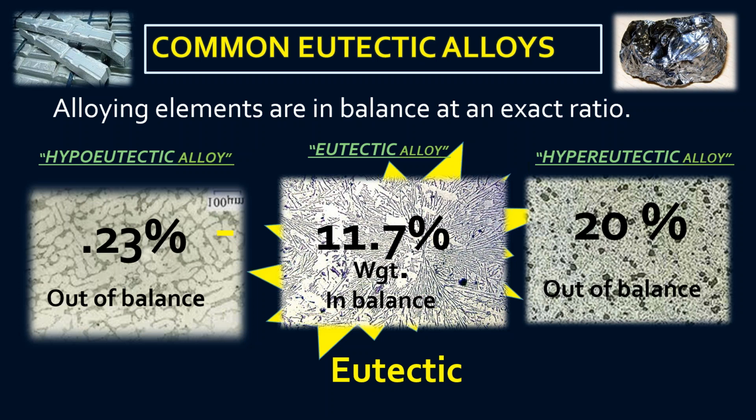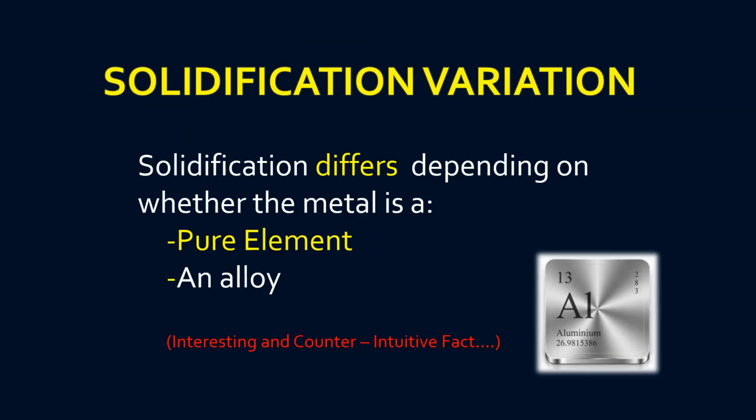Now you can change that by putting in less, and that goes out of balance. That's called hypoeutectic. And if you put more than 11.7% by weight of silicon into the mixture, then it's hypereutectic. There are different qualities added to those different alloys, but keep in mind that there's a balance point at 11.7%.